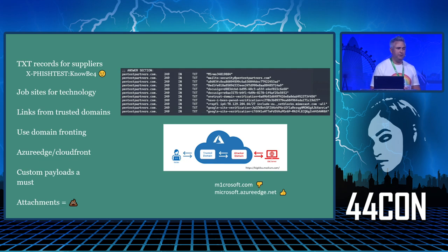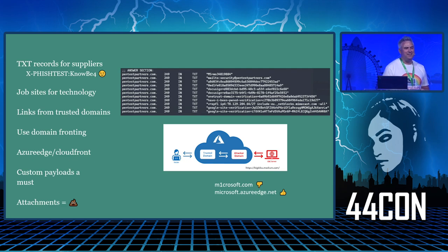So TXT records, look for those suppliers. I'd recommend using that X-Phish-Test header for KnowBe4. So if you send an email in with that and they've got KnowBe4, it might just bypass filtering. Worthwhile doing that. It's quite exciting when you do that and you realize that you've defeated their security awareness training by doing security awareness training, which is quite funny.